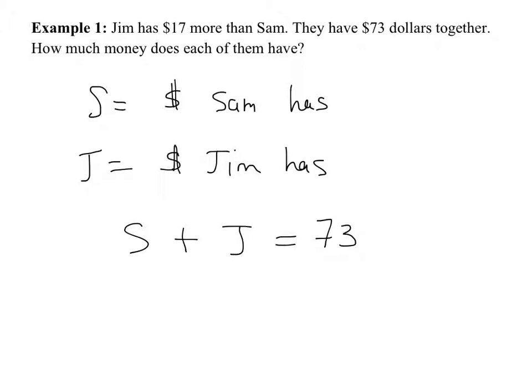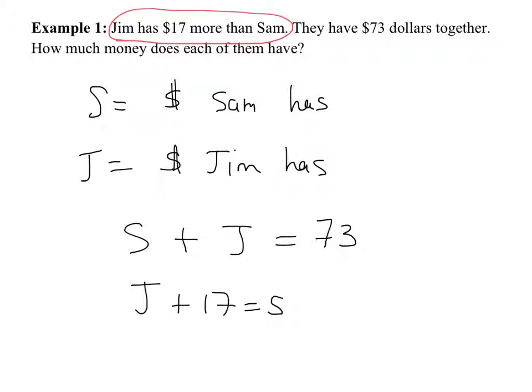J plus 17 equals S. That tells me that Jim plus 17 is what Sam has. Read the first line. Jim has 17 more than Sam. You wrote it as Sam has 17 more than Jim. S plus 17 equals J.